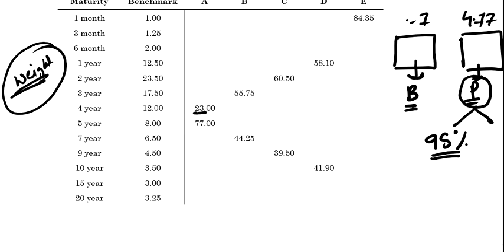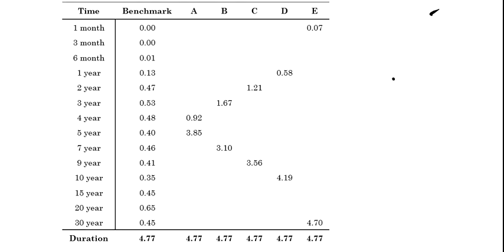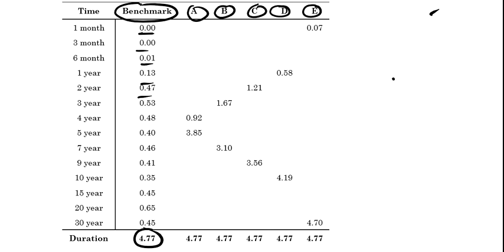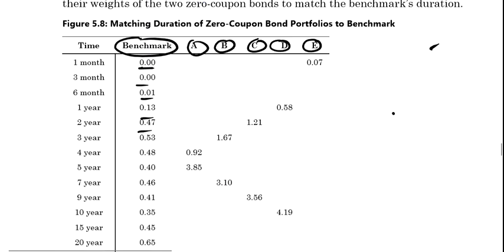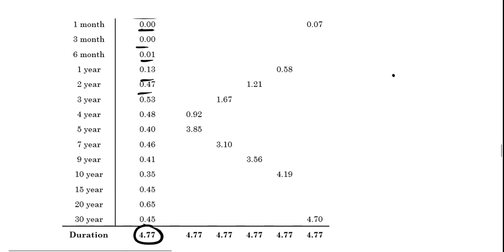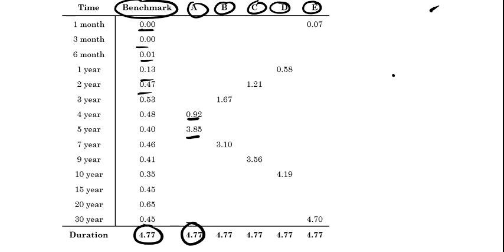Now on the basis of these weights we will try to calculate the duration of my portfolio. Now the duration of all the bonds in the benchmark is given, and the duration of my benchmark portfolio is 4.77. Now I have to match the duration of my benchmark with each of my 5 portfolios. Okay, and the weights of the portfolio we have already calculated. The weights are 23 and 77. Now based on the weights we have calculated the duration.